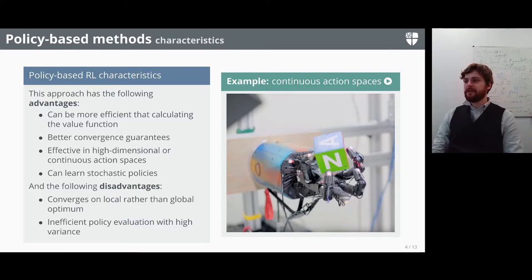So if we go back to Gravatar, if you've got a wall in front of you and you're about to crash, it might be quite a simple policy which just says turn around and move away from the wall. That's quite a simple thing to parameterize. And that's much easier than working out that you're going to get a value of, say, 532 points if you hit the wall versus 619 points if you don't hit the wall.